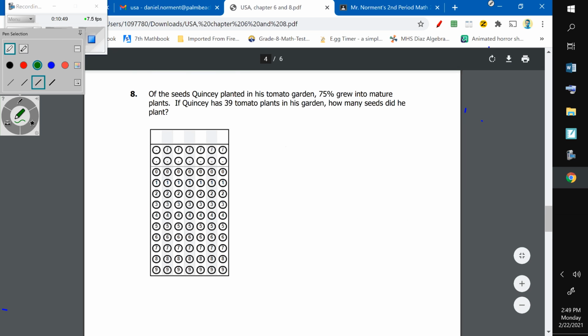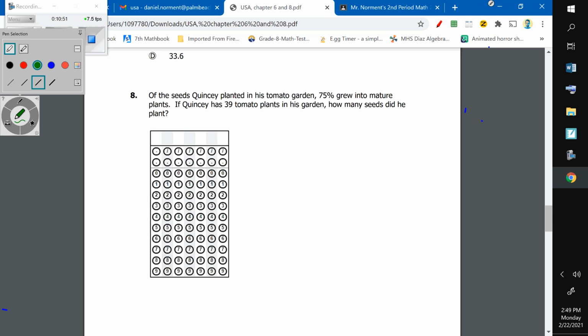Number 8. Of the seeds Quincy planted in his tomato garden, 75% grew into mature plants. If Quincy has 39 tomato plants, how many seeds did he plant? So you're going to have to solve that and then put your answer down. And for this one, I'm pretty sure yesterday I got it right.